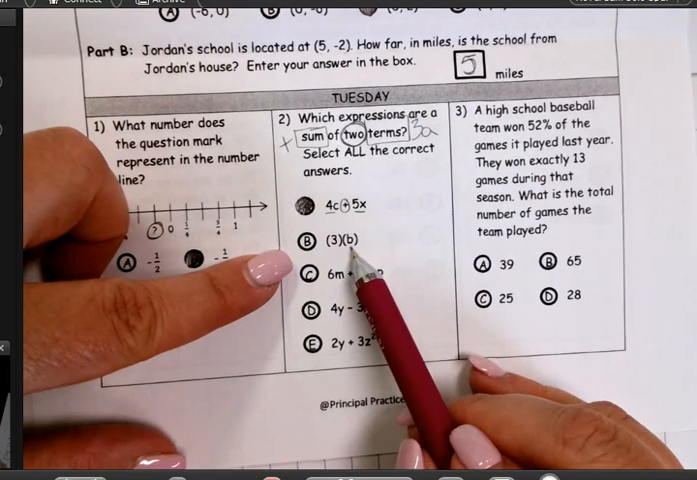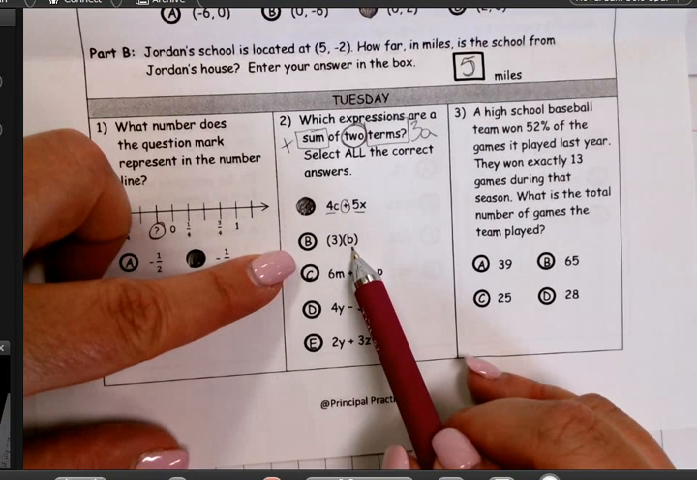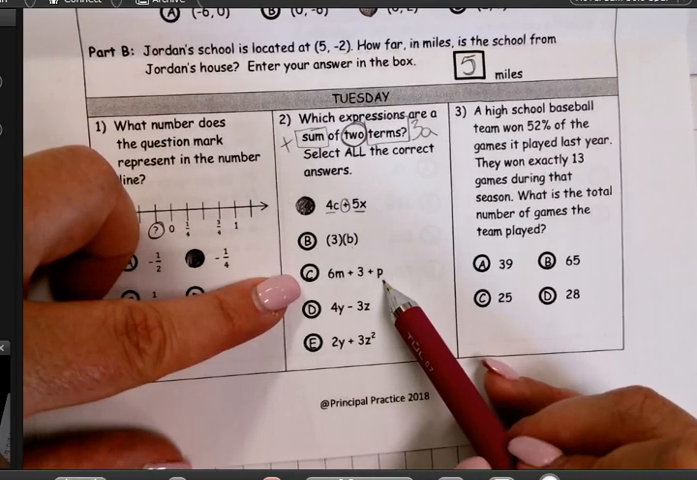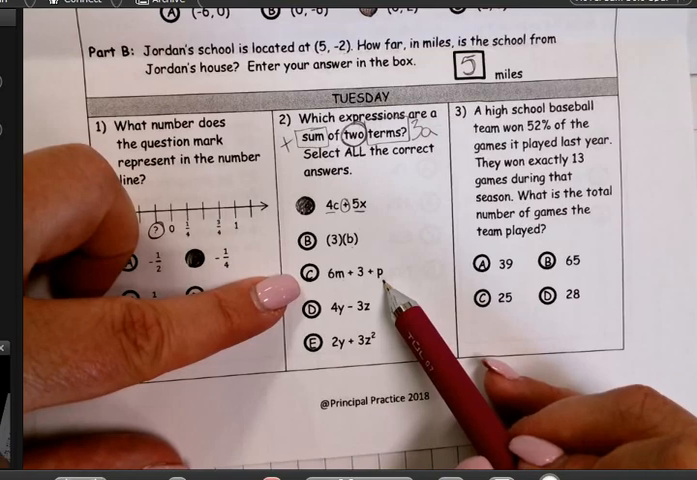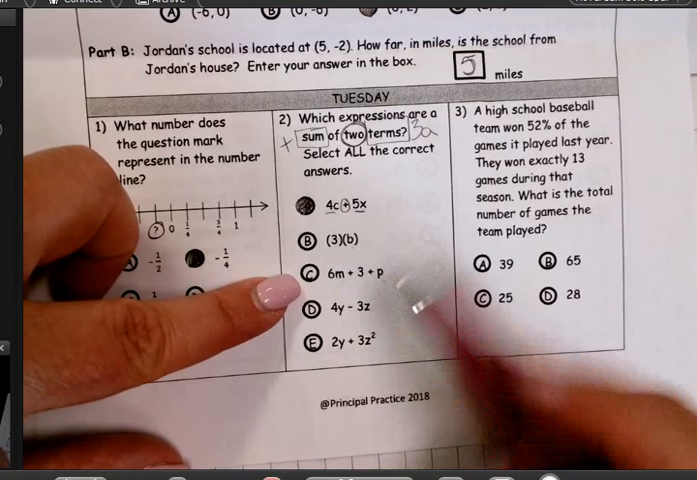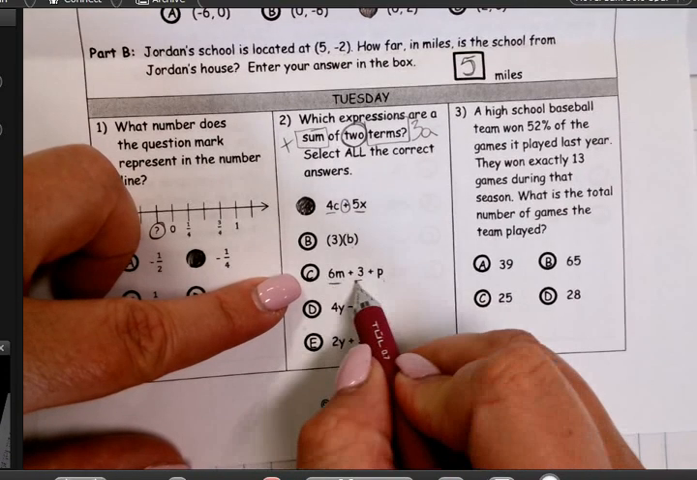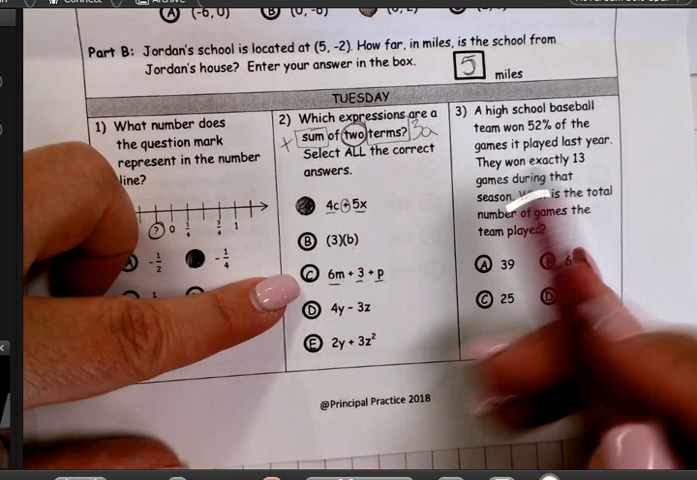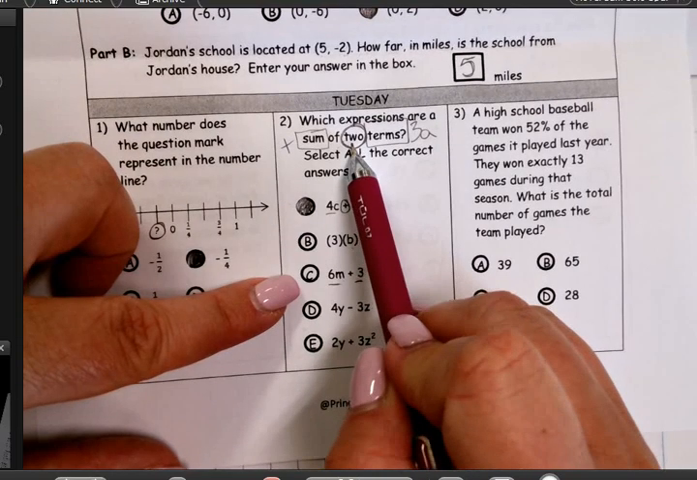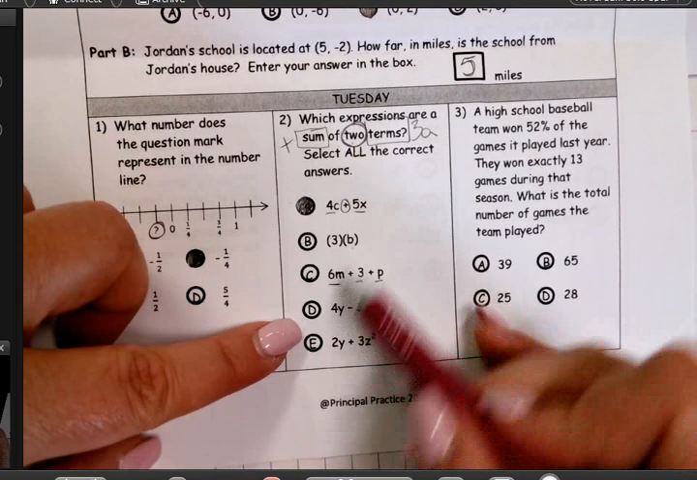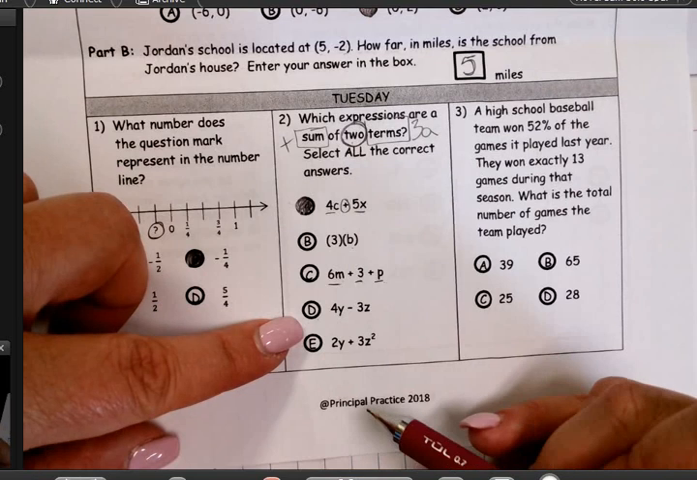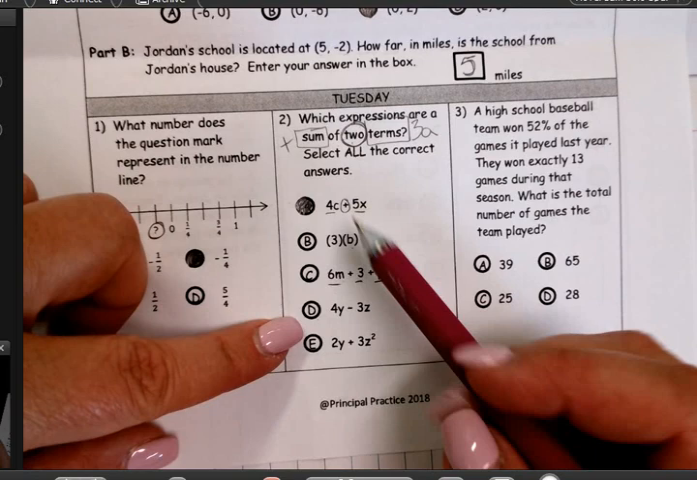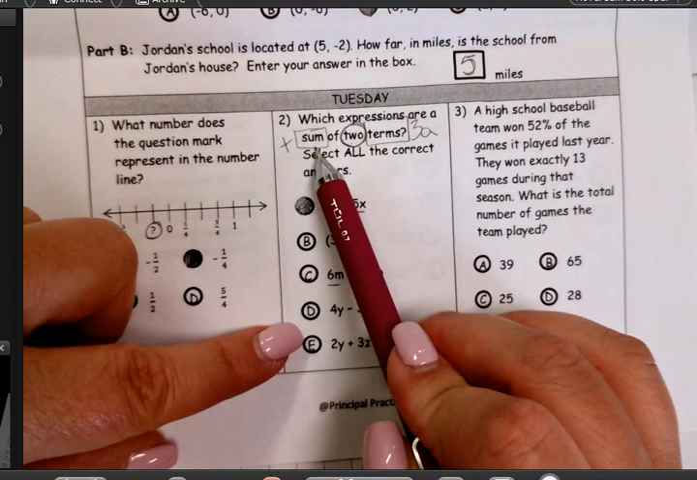Am I finding a sum in B? No. So does it qualify? No. C. Am I finding a sum? Yes. How many terms do I have? 3. I have 3. So I have 1, 2, 3. So does it qualify? No, because it says 2 terms. So C does not qualify. D. What math practice am I using? Subtraction. So is that going to qualify? No, because I have to look for the sum.